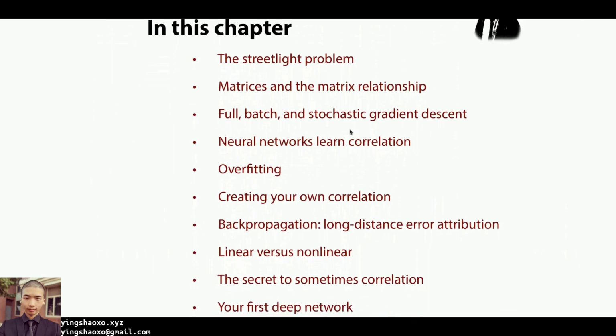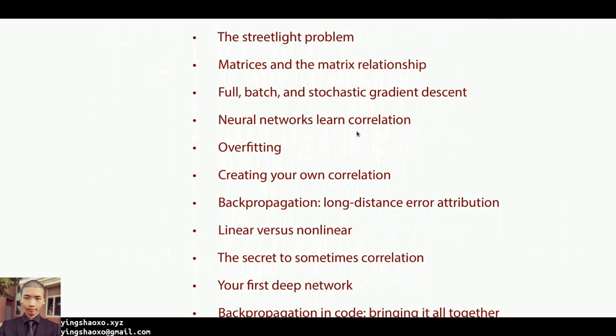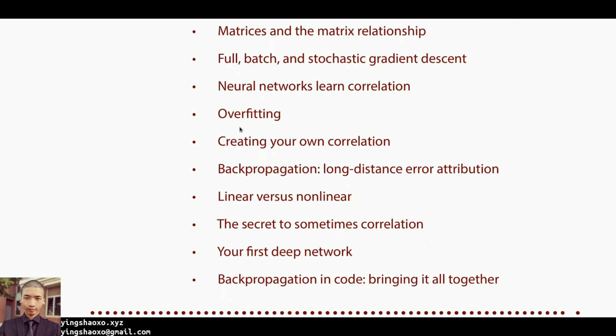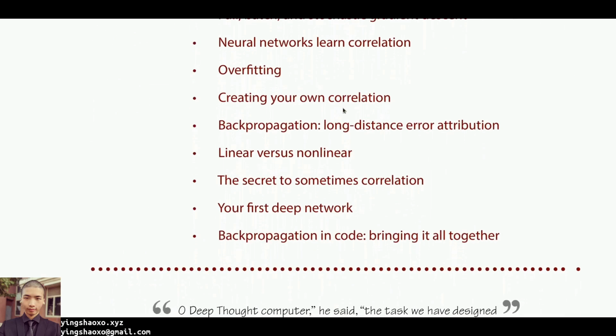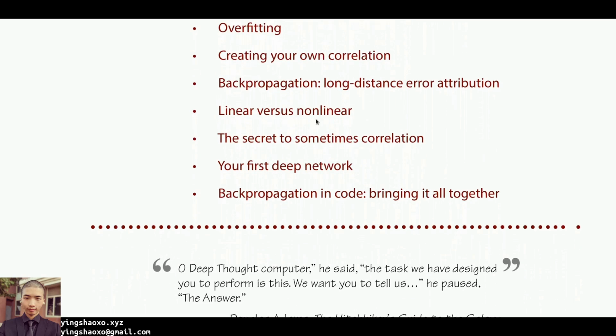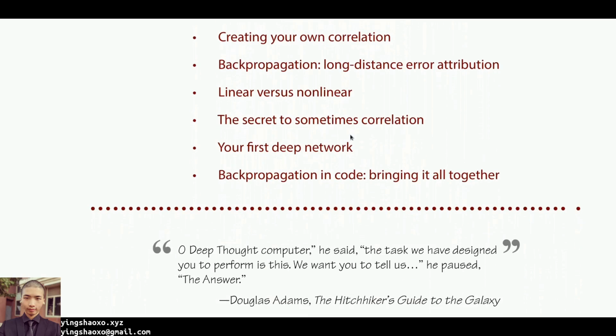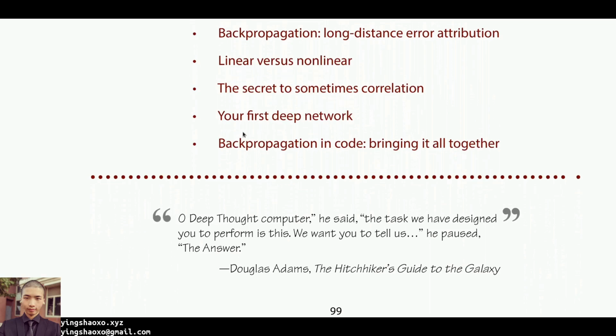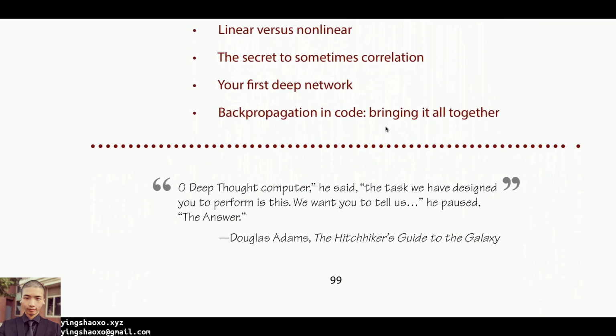and stochastic gradient descent, neural networks, correlation, overfitting, creating your own correlation, backpropagation, long-distance error attribution, linear versus nonlinear, the secret to sometimes correlation. Your first deep neural network, backpropagation in code.